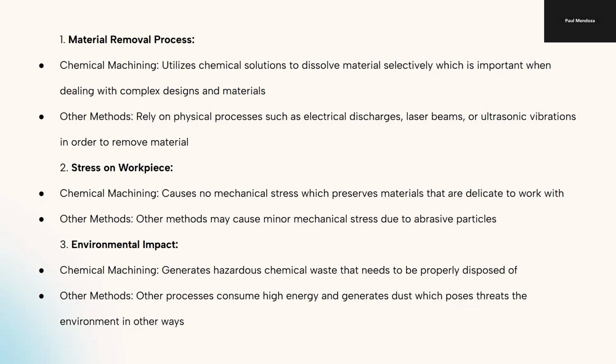2. Stress on workpiece. In chemical machining, no mechanical stress occurs, which preserves materials that are delicate to work with, while other non-traditional methods may cause mechanical stress due to abrasive particles. 3. Environmental impact. Chemical machining usually generates hazardous chemical waste that needs to be properly disposed of, while other methods usually consume high energy and generate dust, which poses different threats to the environment.